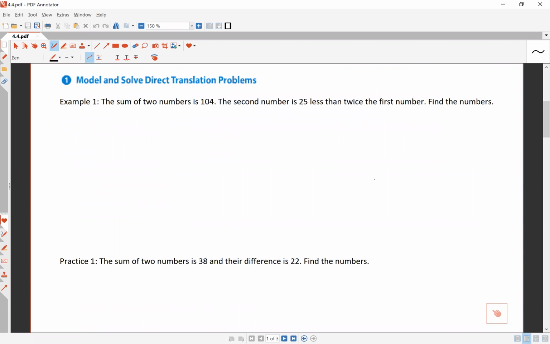The first phrase says the sum of two numbers is 104. The sum has a direct translation to addition. So x and y are our two numbers, and we represent their sum by x plus y is 104.